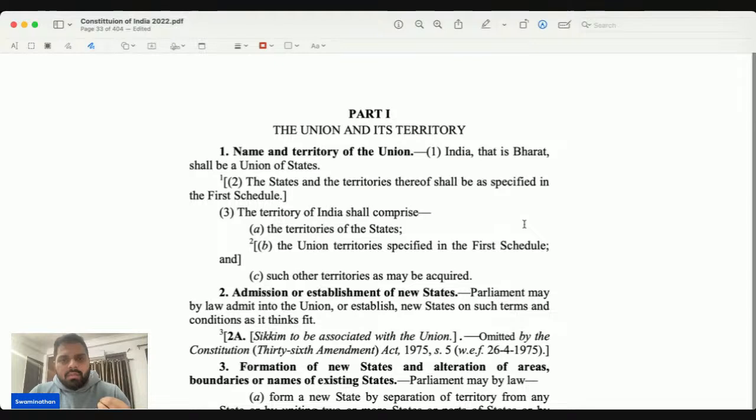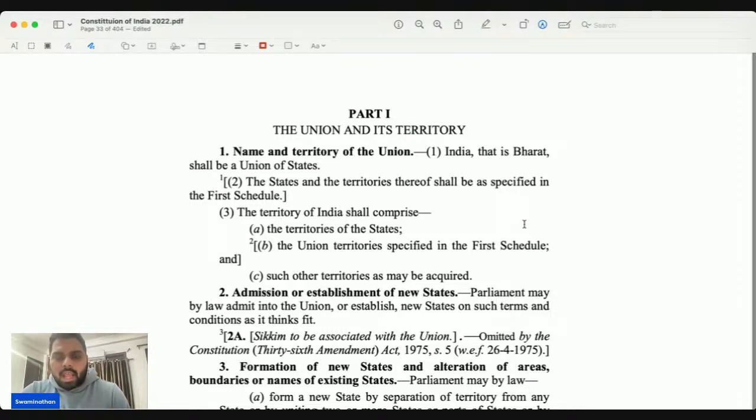Everyone has read this in very detail, for mains purpose and for prelims purpose. But there are certain trivial areas which we tend to neglect. So in this particular lecture, we are going to look specifically at those trivial areas you might have missed. Okay, so let's begin our discussion on the part by part study of our constitution.